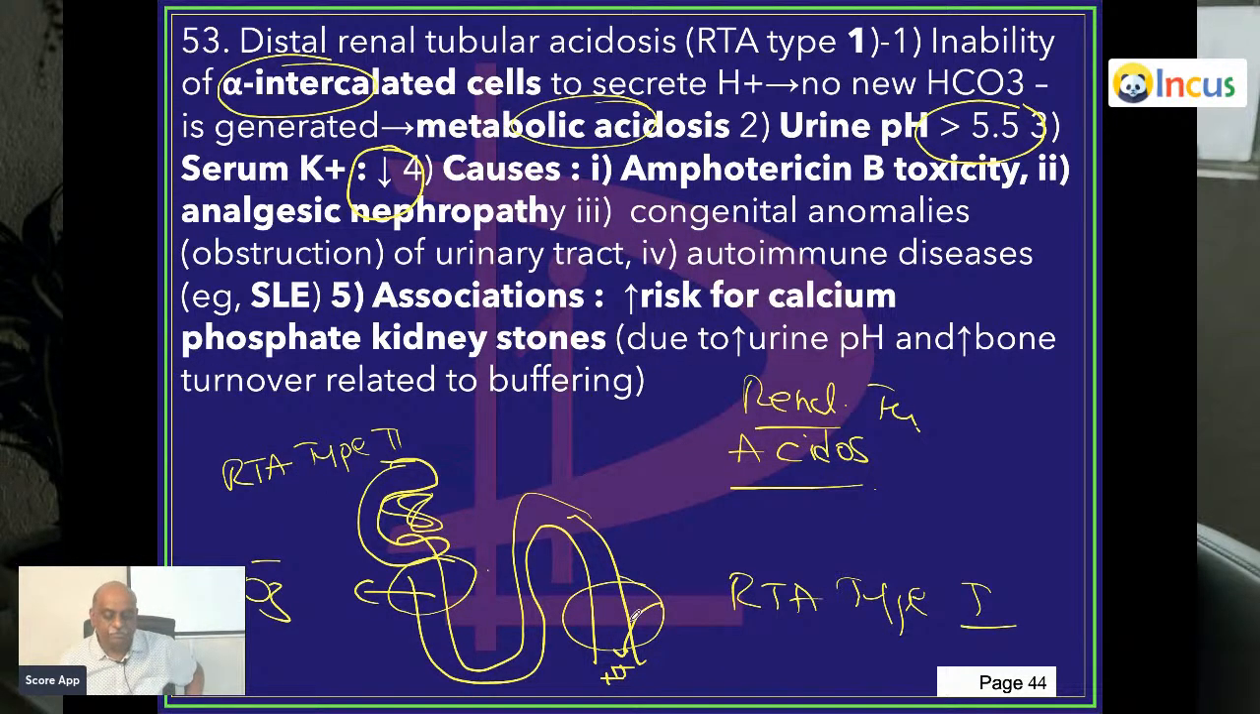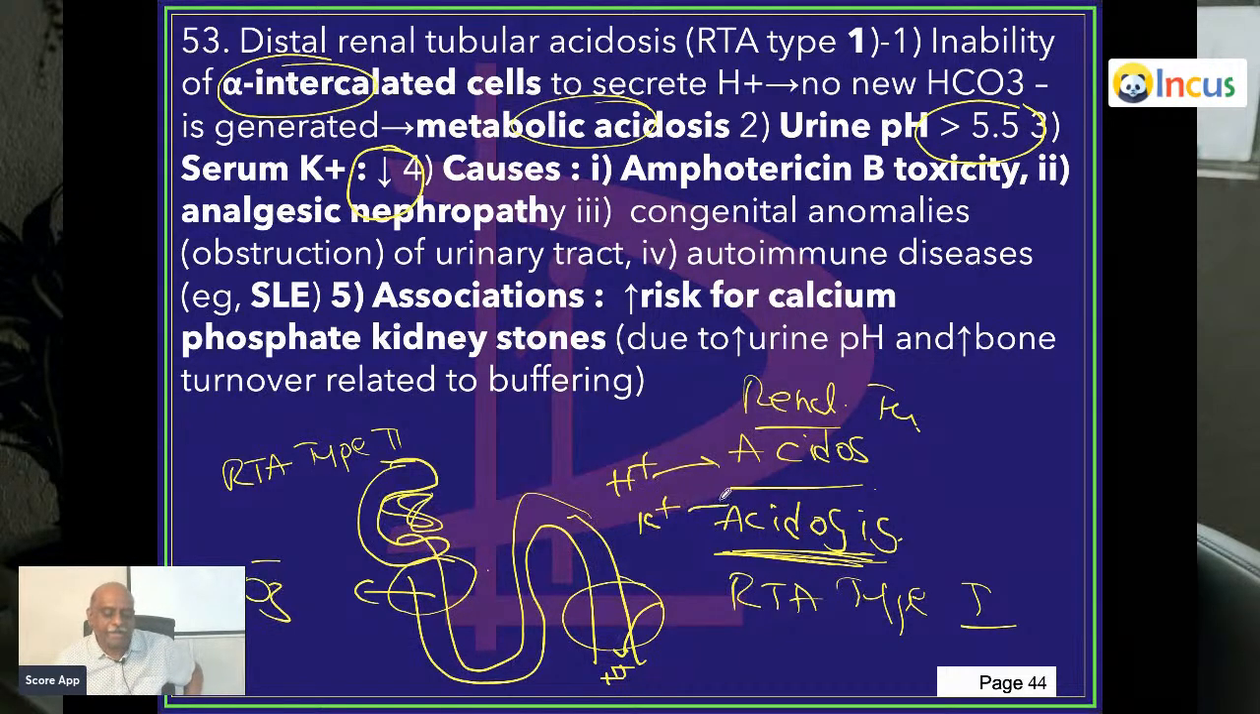Every time there is an acidosis in the blood, there are 2 things. One is H+, other is K+. There is a competition between H+ and K+ to be reabsorbed. If H+ is too much reabsorbed, leading to acidosis, K+ will be lost into urine. That's the reason they develop hypokalemia. Serum K+ is low.